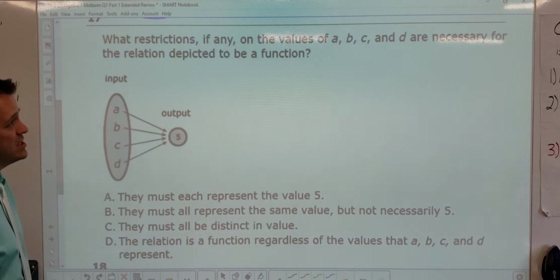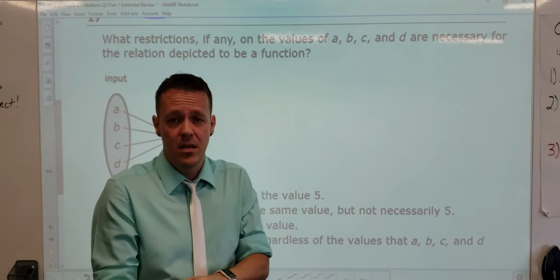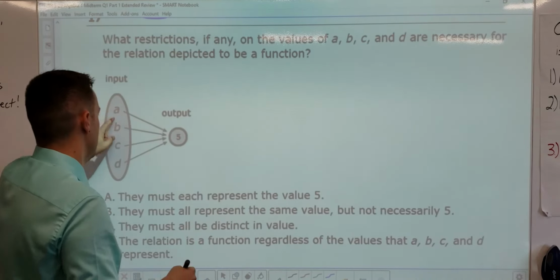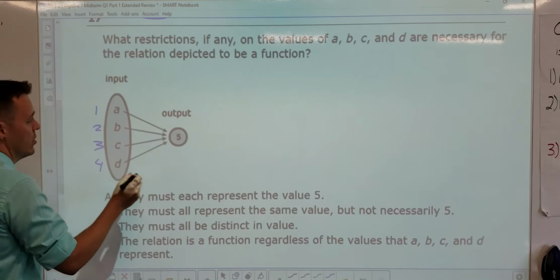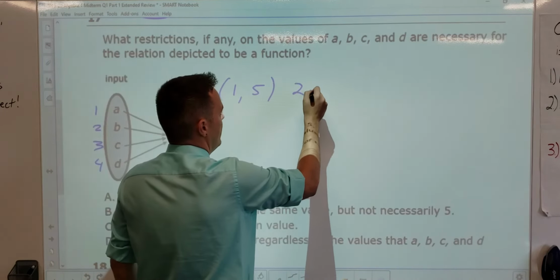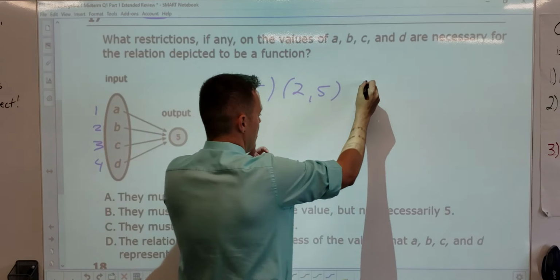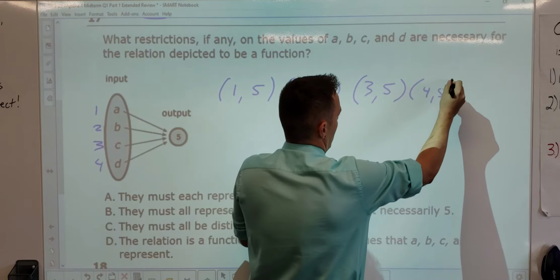17, what restrictions, if any, on the values of A, B, and C are necessary? So here's what I want to make sure you guys understand. A, B, C, and D are all different numbers. So let's plug in a number. Just go 1, 2, 3, 4. So if I do 1, 5, 2, 5, 3, 5, and then you would do 4, 5. All right, there are our functions.